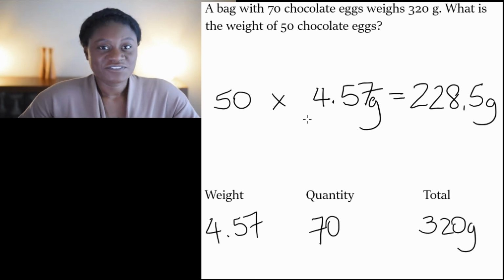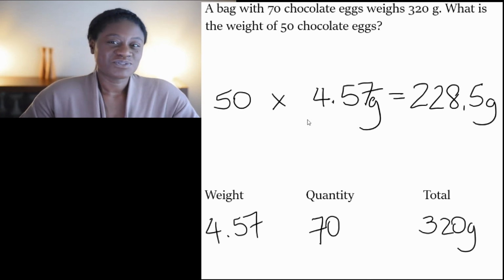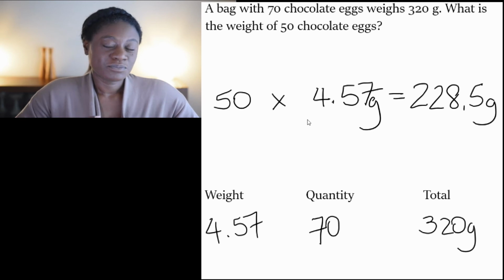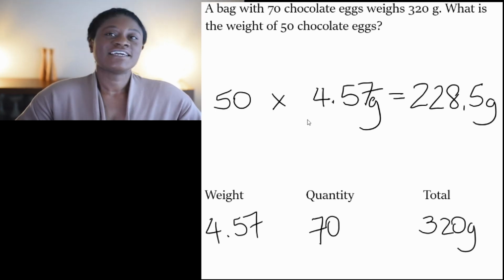So what is the weight of 50 chocolate eggs? It's 228.5 grams. Now let's recap what we just did. When we started, we had a bag with 70 chocolate eggs that weighed 320 grams, and we needed to solve for the weight of 50 chocolate eggs.